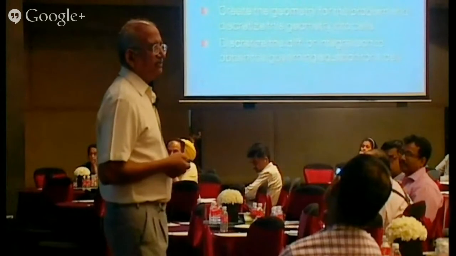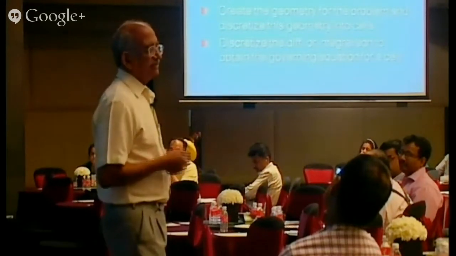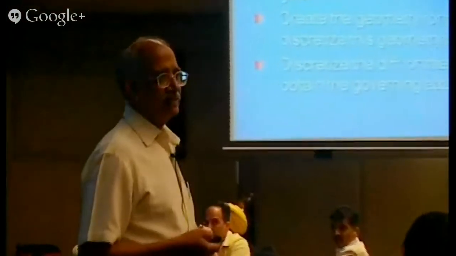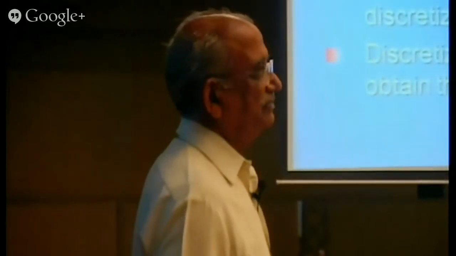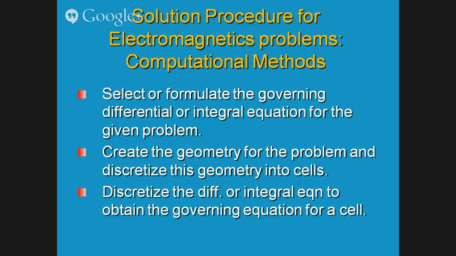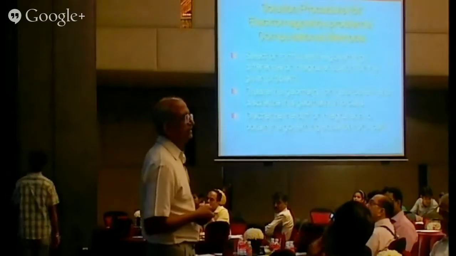Whatever be the problem statement given to you, basically it is a mathematical problem. You have to treat it as a boundary value problem. And once you understand that it's a mathematical problem, naturally you have to find out the corresponding differential equation or integral equation to solve. Okay? So the first step is to select or formulate the governing differential or integral equation for the given problem. That is the starting point for any problem in electromagnetics.